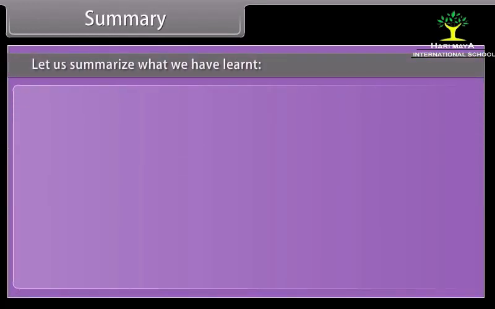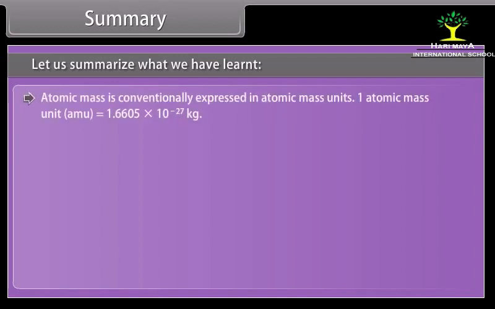Summary. Let us summarize what we have learnt. Atomic mass is conventionally expressed in atomic mass units. 1 atomic mass unit, or amu, is equal to 1.6605 x 10^-27 kilogram.